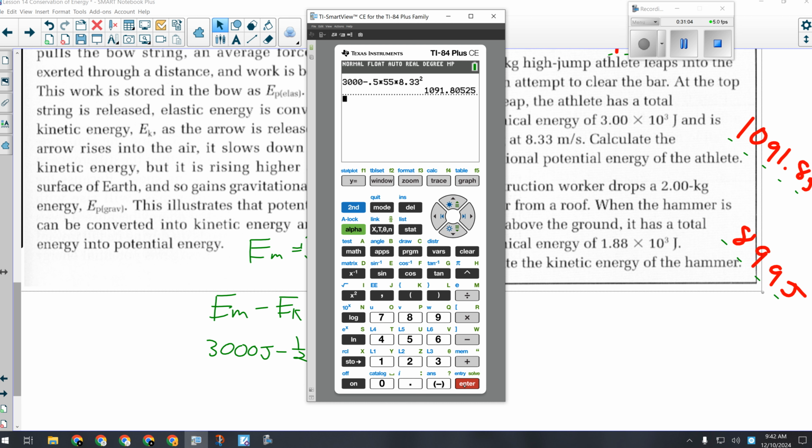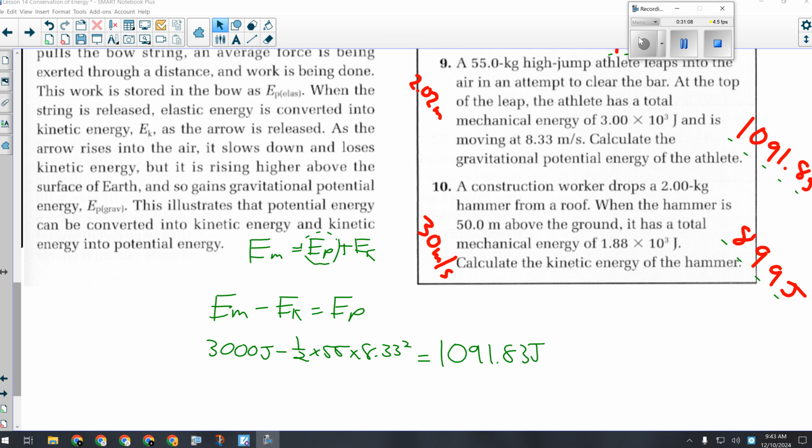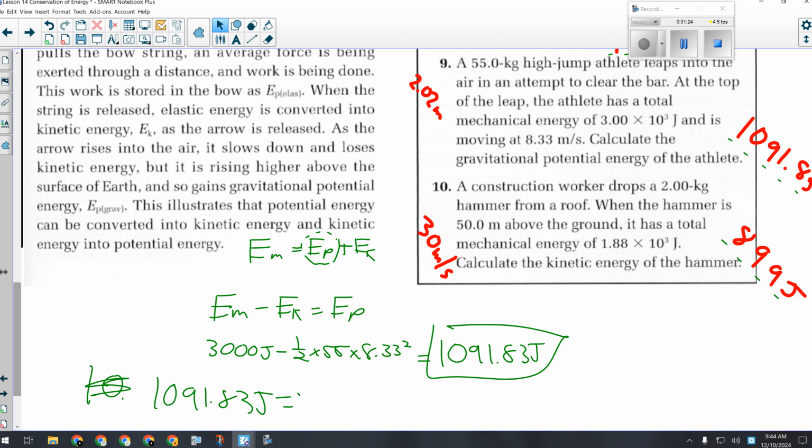Okay, so if this is their potential energy, could I say that 1091.83 joules equals M times G times H? I better be able to say that because it's true. That's their potential energy. That's how I would calculate it, since the question told me the mass of the person.